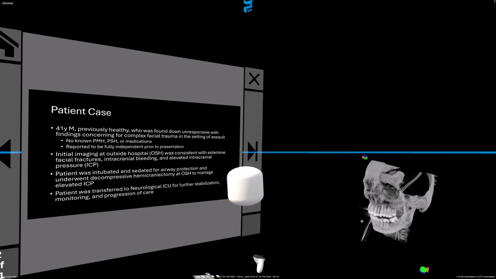The patient presented at an outside hospital, and initial imaging obtained at that outside hospital was consistent with extensive facial fractures, intracranial bleeding, and elevated intracranial pressure. At that point, as the patient was still unresponsive, the patient was intubated and sedated for airway protection and underwent decompressive hemicraniectomy at the outside hospital to manage the elevated intracranial pressure. The patient was then transferred to the neurological ICU for further stabilization, monitoring, and progression of care.